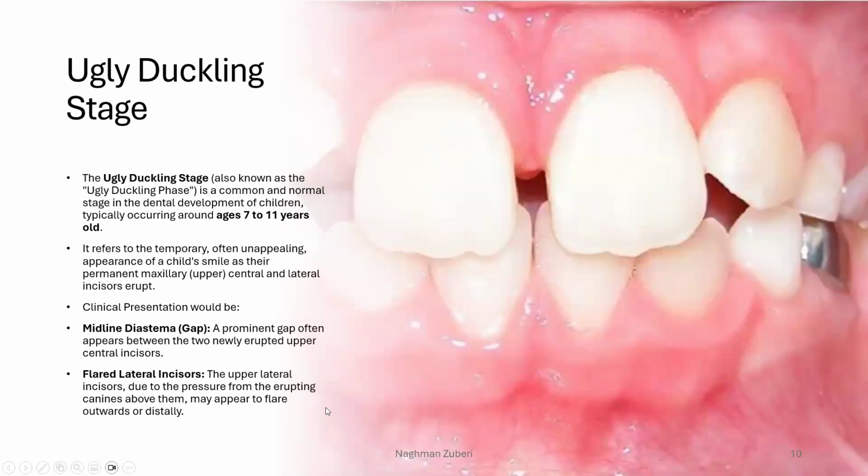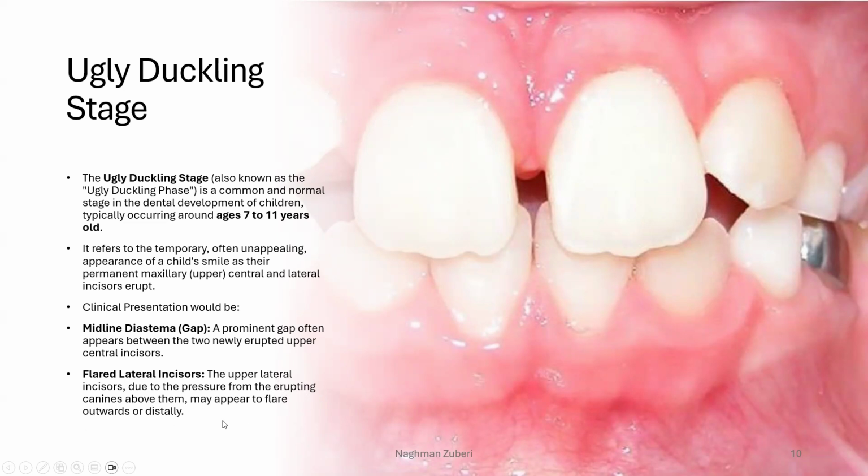Ugly duckling stage. The ugly duckling stage, also known as the ugly duckling phase, is a common and normal stage in the dental development of children, typically occurring around ages 7 to 11 years old. It refers to the temporary, often unappealing appearance of a child's smile as their permanent maxillary, upper central, and lateral incisors erupt. Clinical presentation would be midline diastema, which we can see over here. A prominent gap often appears between the two newly erupted upper central incisors. Flared lateral incisors, the upper lateral incisors, due to the pressure from the erupting canines above them, may appear to flare outwards or distally.